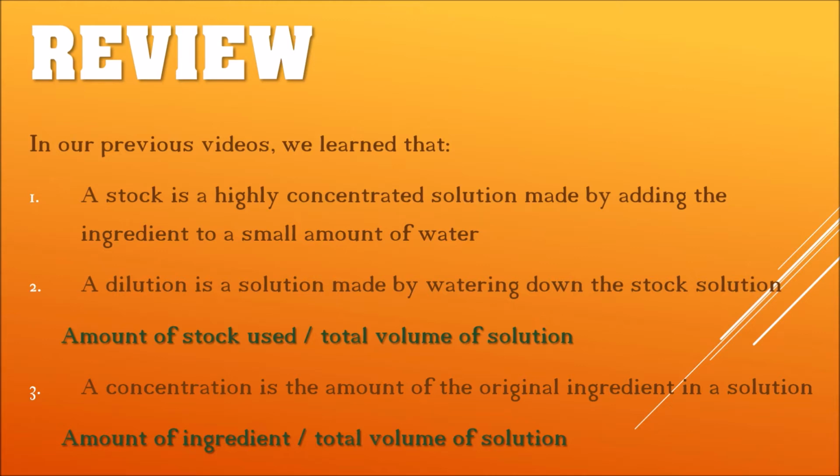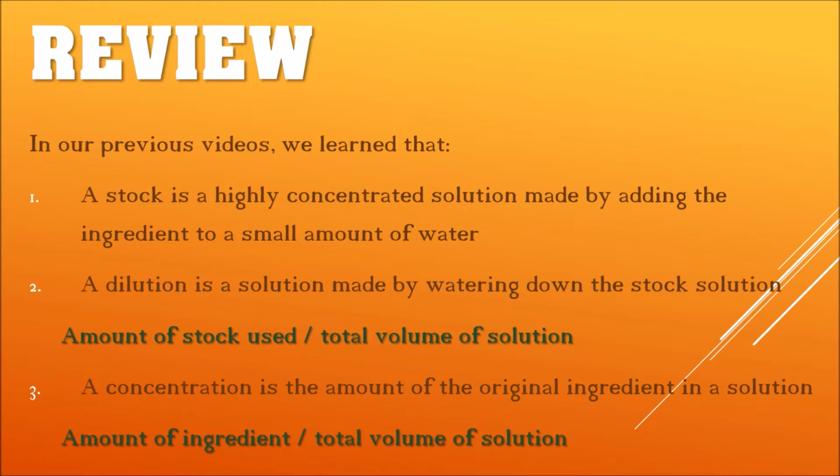Now, number two, a dilution is another solution, just like a stock is a solution, but a dilution is a solution made by watering down the stock solution. Just like the orange juice concentrate is the stock solution, and you water it down until you get orange juice that you can drink, that would be the dilution. You write down the dilution if you want to find the fraction of how much you've diluted something by. You write the amount of stock solution used over the total volume of your final result, your dilution.